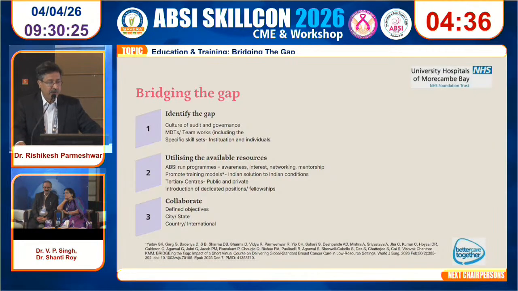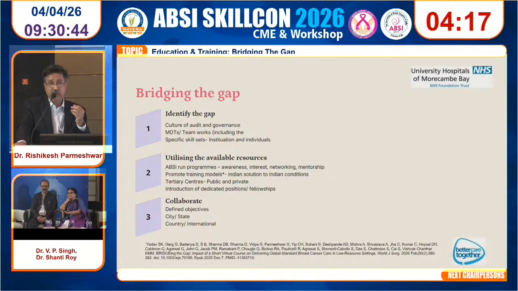So how do we bridge the gap? We identify the gap, as we have discussed, and utilize the available resources. I know people think that we need to go somewhere else. I think there's enough resource, enough skill, and enough expertise in this country for people to learn whatever they want to learn. But if you do want to go anywhere, your objectives must be defined in black and white. Why are you going to the UK?